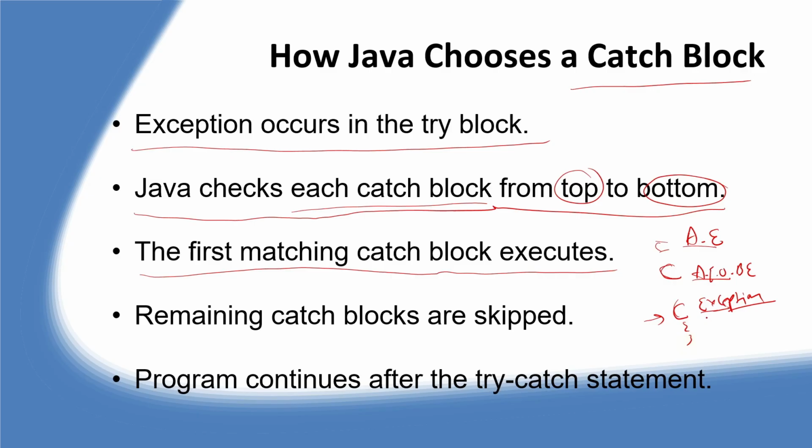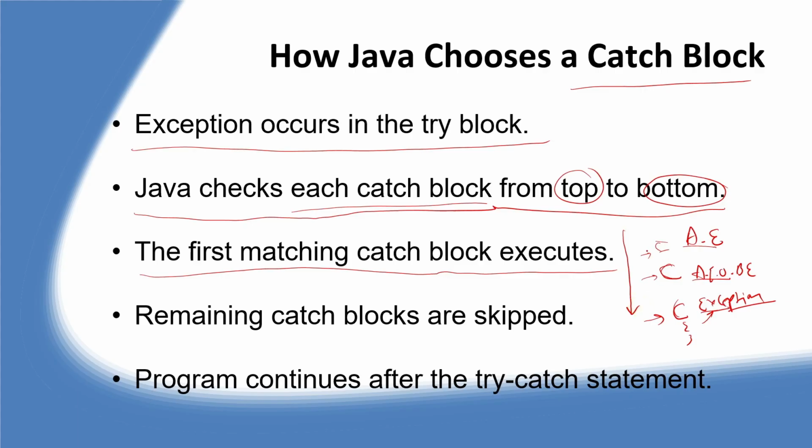Why? Because this is the parent class of all checked and unchecked exceptions. So this catch block will definitely execute. If we want to handle some specific exception, we need to provide it before this catch block. Why am I saying before? Because code will execute from top to bottom.